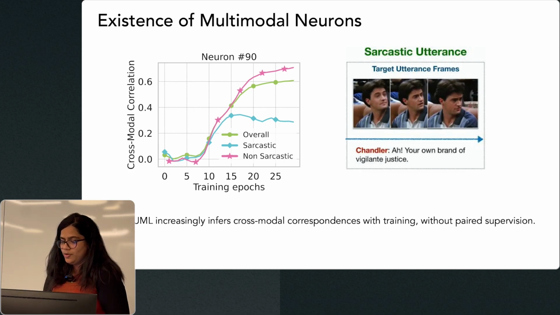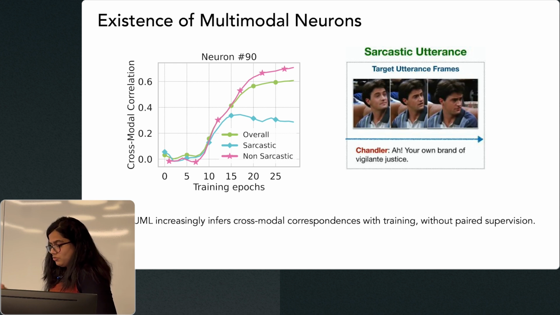And that's what we are showing in the plot here on the left, which shows this cross-modal correlation. That is, how many neurons are there which fire up when the same semantic content is shown in different modalities. So the task here was sarcasm detection, and you can see here whether the samples are sarcastic or non-sarcastic. Overall, as the training evolves, you see the emergence of multimodal neurons. That is, there are neurons for which correlation can be as high as 0.6. And what is really interesting here is that the correlation for non-sarcastic neurons was higher than that for sarcastic neurons.